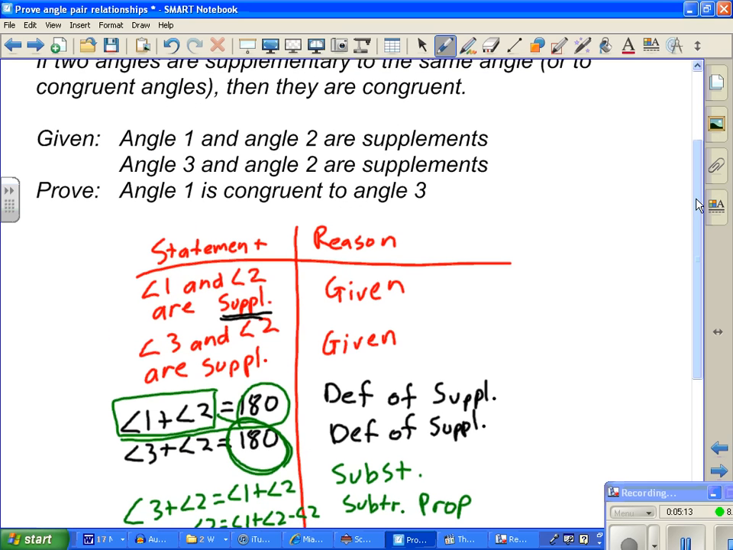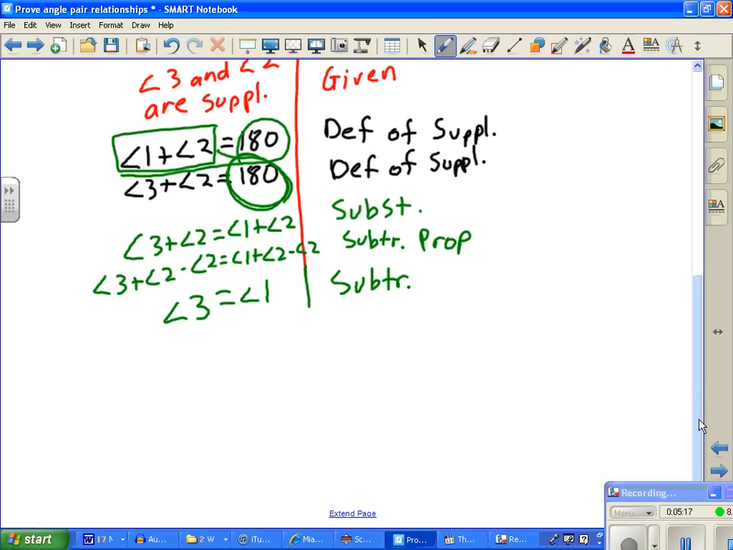Hey, I'm close. Is that what I needed? No, I need angle 1 is congruent to angle 3. This is not exactly it. So what do I do? I flip them. And what property was that? Angle 1 equals angle 3. That was the symmetric property.